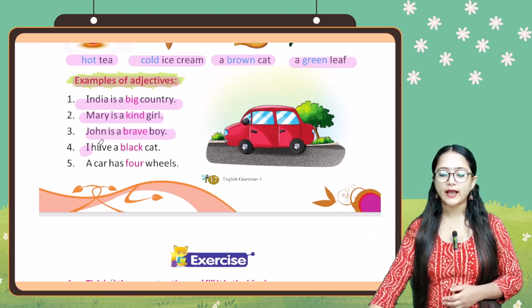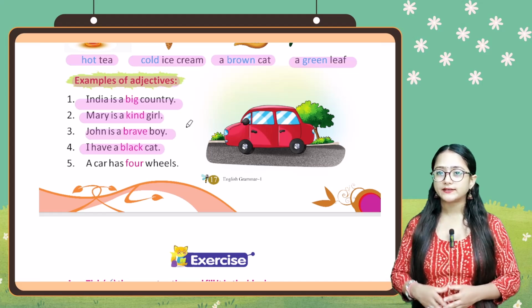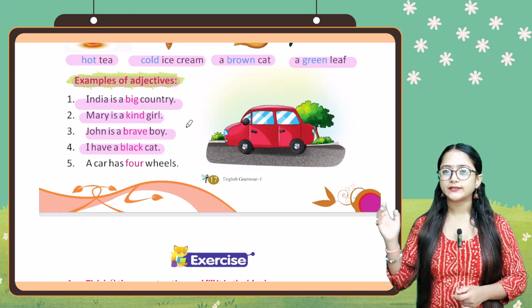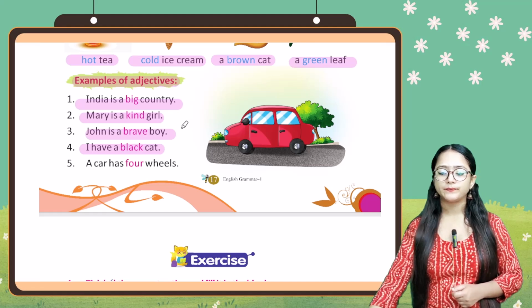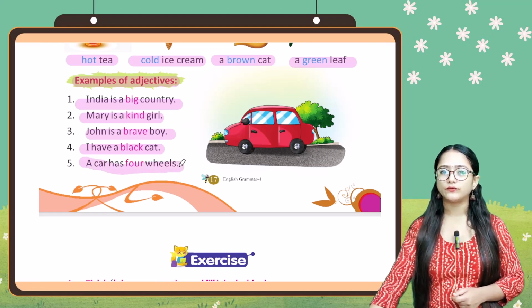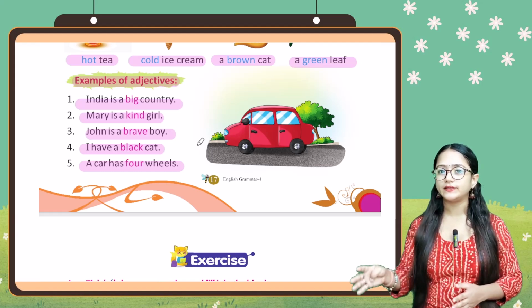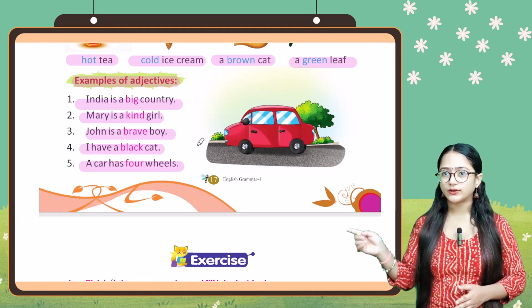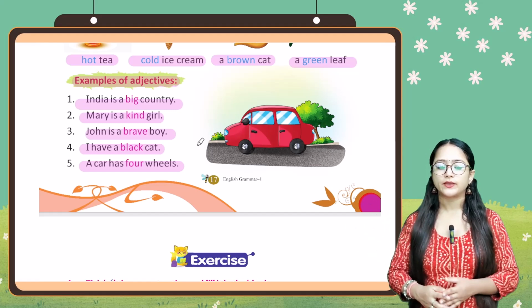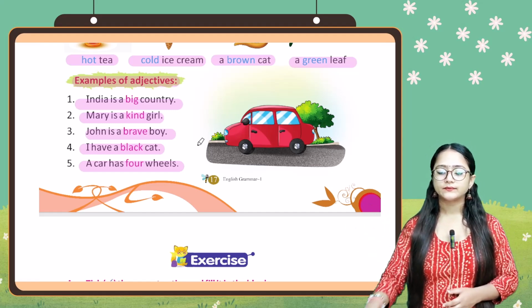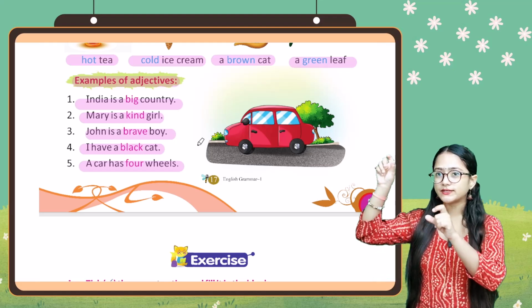Next one, I have a black cat. Black is the describing one, that is the adjective. Cat is the naming word. Next one, a car has 4 wheels. Car is a naming word, 4 is a describing word and wheels are what? Wheels also come under the category of naming word. I hope, students, that you understood these adjective words.